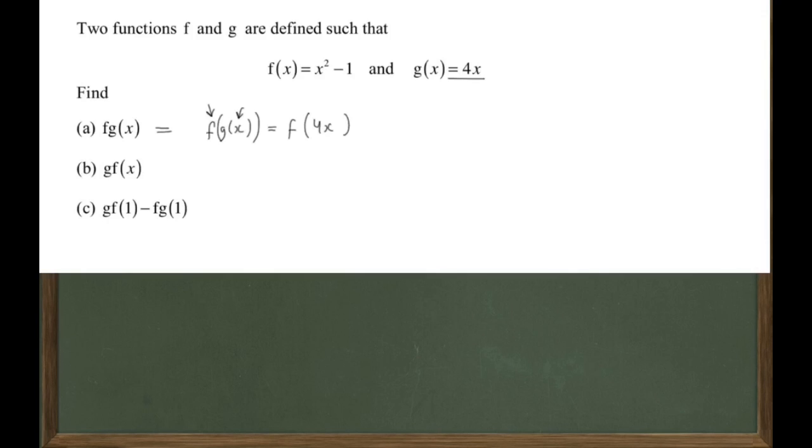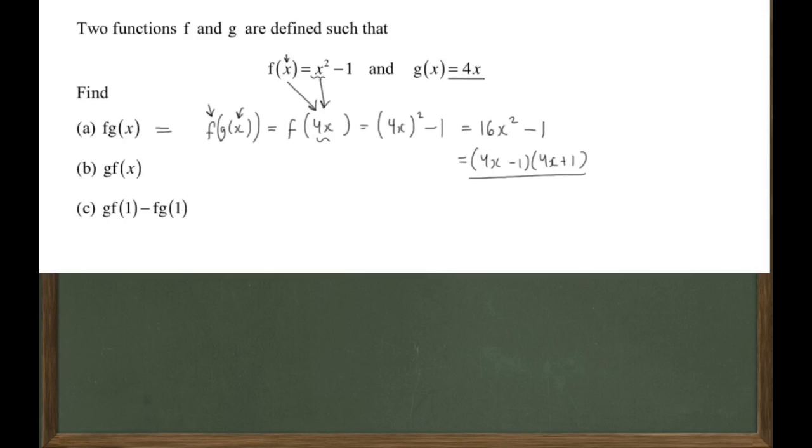Essentially, we want to replace all of our x's with a 4x, because our input's not x anymore, our input's 4x. So we just replace all of our x's with 4x. So instead of having x squared, we're going to have 4x squared, and then we take away 1. 4x squared, well, that's going to be 16x squared, and then we take away 1. And if you want, you could factorise it to 4x minus 1, 4x plus 1. Okay, that's just a difference of two squares.